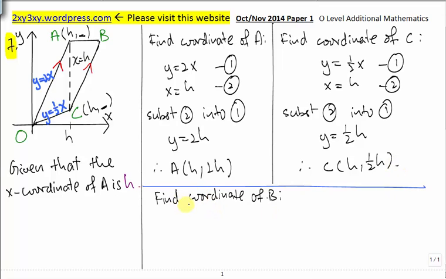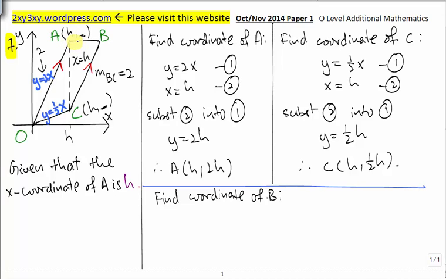Next, we are going to find the coordinate of B. We are told that this line here is parallel to this line. That means the gradient of this line BC is the same as the gradient of this line y equal to 2x. And we know that the gradient of this line here is 2. Okay, y equal to mx plus c, so the m is 2 here. And since this line is parallel to the line y equal to 2x, the gradient of this line BC will be 2.